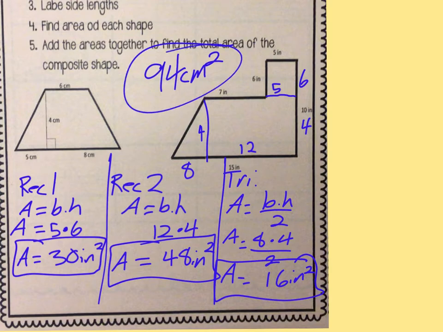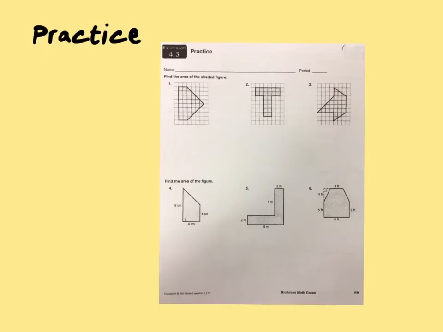Okay, so we're doing more of the same that we did yesterday. Yesterday we just focused on trapezoids, which are usually 1 or 2 triangles with a rectangle. This one it could be a lot of different things, but we'll always deal with rectangles and triangles. So let's take a look at the practice.